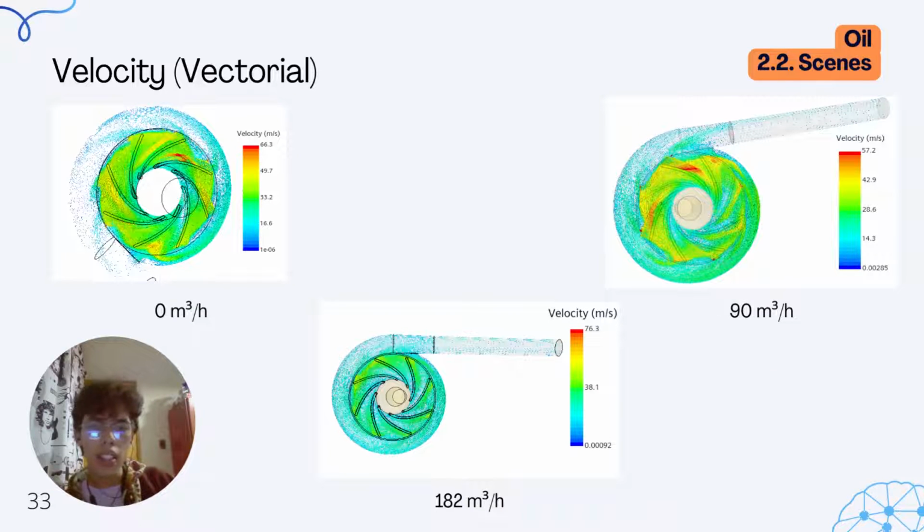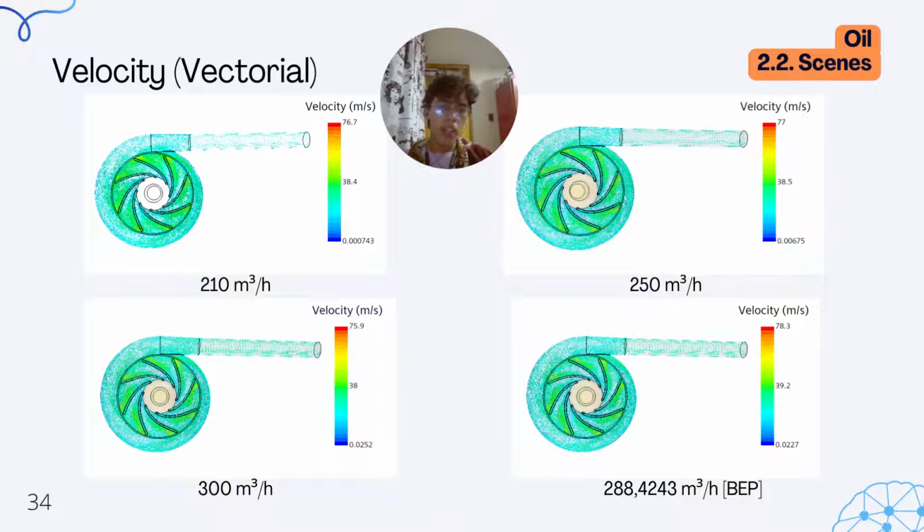Now here we have the scenes of the vectorial velocity for the flow rates that you can see in the slide. Here we have the rest of the scenes, and we can see that the pump has backflow zones. These zones could be generated by experimental errors or modeling errors in the application of STAR.